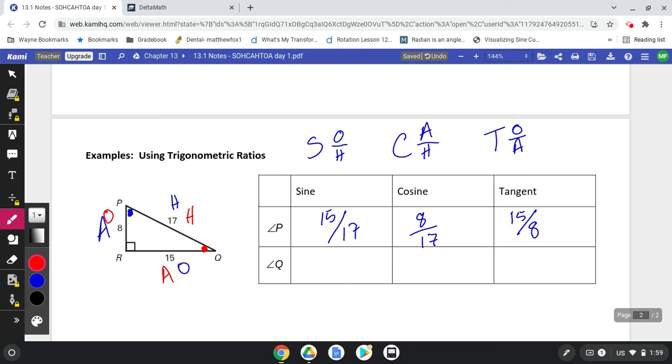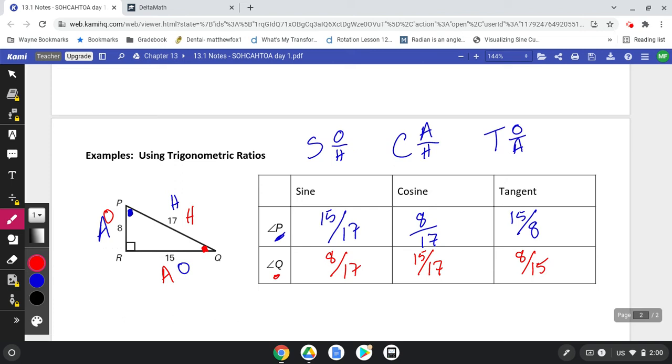Okay, so at this point, angle Q, the sine is the opposite over the hypotenuse. Remember, angle Q is in red here, so we said angle P was the blue one. So angle Q in red, O over H, so that's going to be 8 over 17. Cosine, A over H, so 15 over 17. And finally, TOA, O over A, so O is 8, 8 over 15.